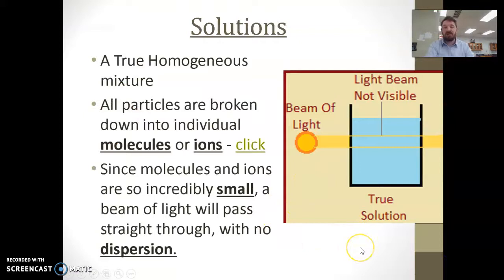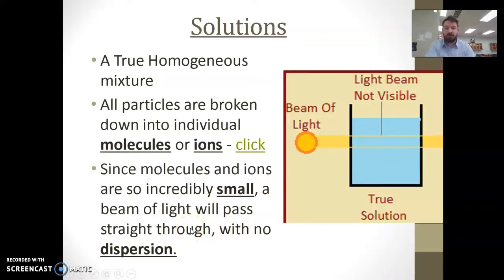All right, and since these molecules and ions are so incredibly small when we dissolve them, a beam of light will pass right through. So we won't be able to see the path of a laser beam. And this will make more sense when we talk about colloids. But if we shine a laser pointer through this, all we would see would be the dot on the other side. We wouldn't be able to see the path of the laser throughout. And that's because those particles are not large enough to disperse the light.